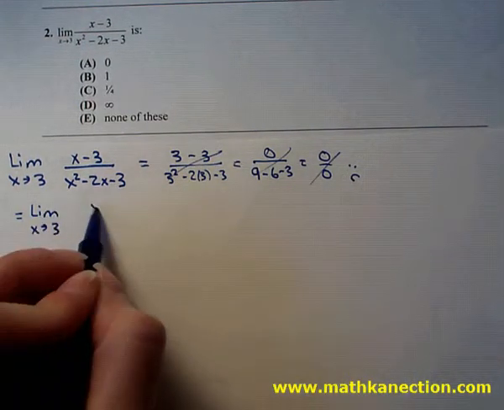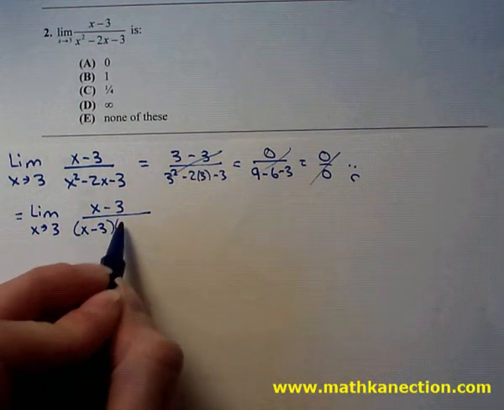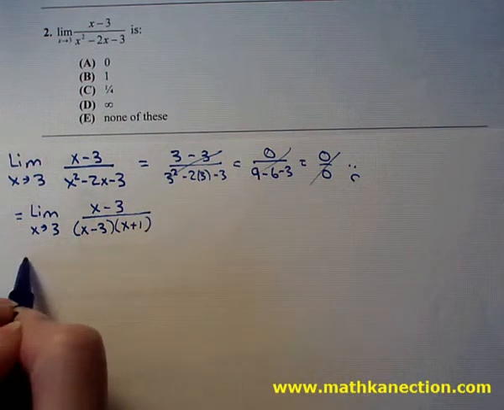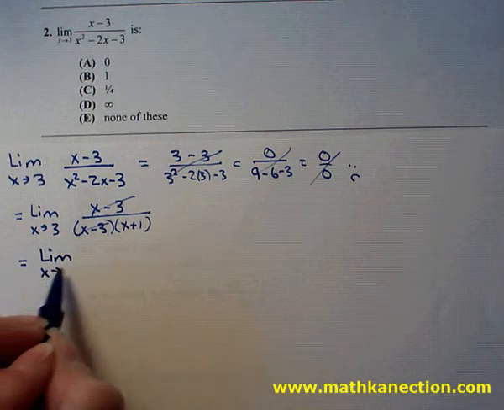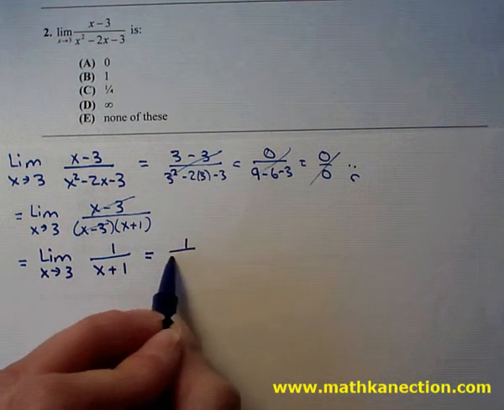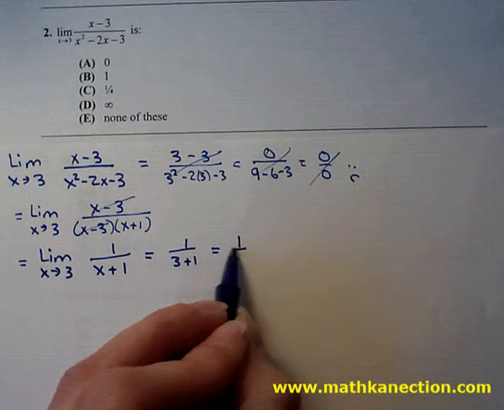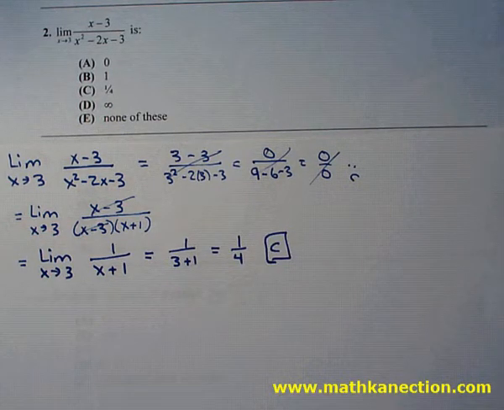Take our limit as x approaches 3. Factor the denominator to make (x minus 3) times the quantity (x plus 1). Reducing the x minus 3's, we'll have the limit as x approaches 3 of 1 over the quantity (x plus 1). Replacing 3 in now, we'll have 1 over 1 plus 3 plus 1, which is 1 over 4. Letter choice C.